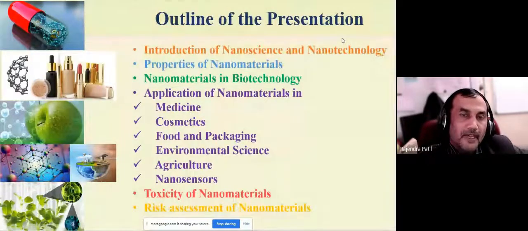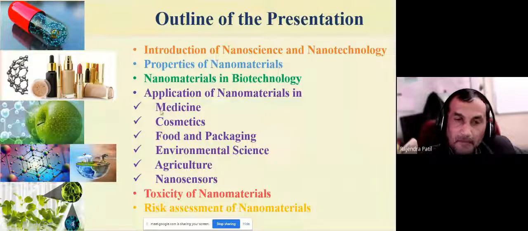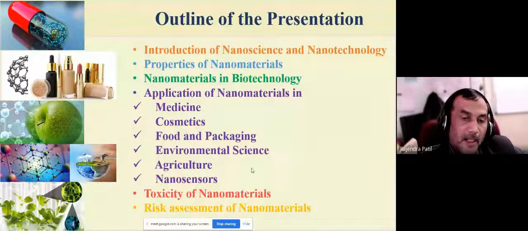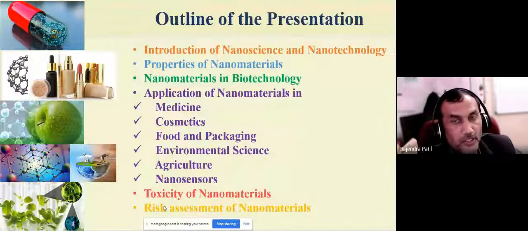Before I start my talk, I'd like to give a brief outline of my presentation. I'll start with the introduction of nanoscience and nanotechnology. Thereafter, I'll briefly discuss some properties of nanomaterial. Then I'll discuss the various applications of nanomaterial in medicine, cosmetics, the food and packaging industry, environmental science, which is the most important field these days, and agriculture as well. Later I'll speak on nanosensors, as to how nanomaterials are used in sensors. Lastly, I'll speak on the toxicity and risk assessment of nanomaterial. When we discuss the applications of nanomaterial, it becomes essential for us to know the toxicity and risks associated with the use of nanomaterial.